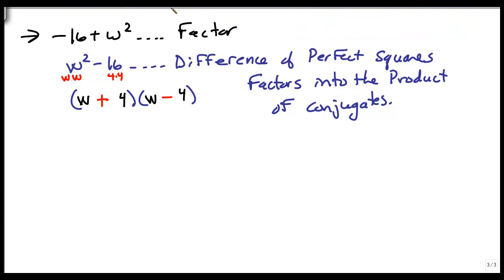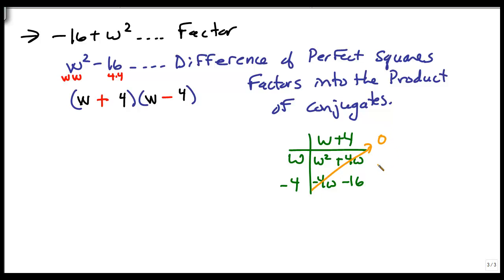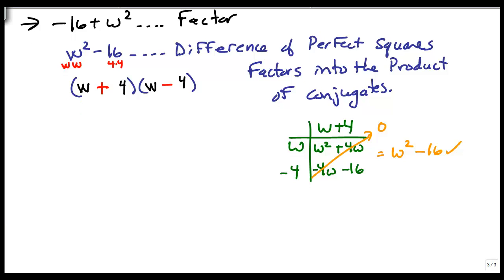Now down here, if I wanted to check my work real quick, I'd have w plus 4 and w minus 4 using my box method. I'd have w squared plus 4w minus 4w minus 16. Now notice along this diagonal goes to 0, and I'm just left with w squared minus 16, which was my original problem. So again, none of these problems should you get wrong, because you can check them all and go back and fix them if you're getting the incorrect answer.